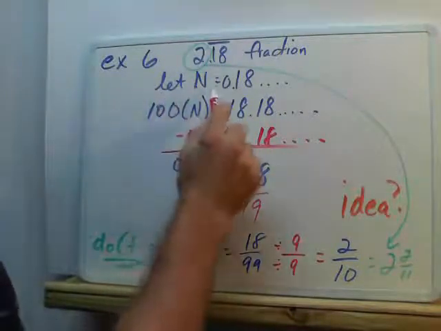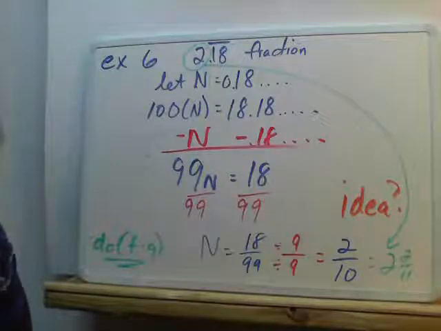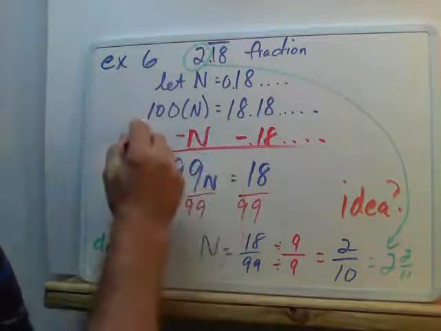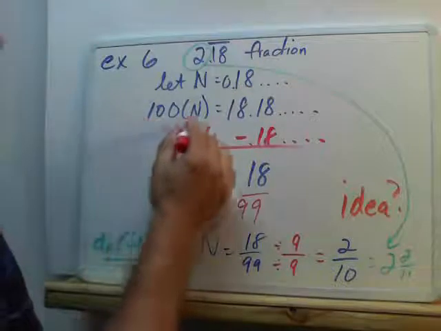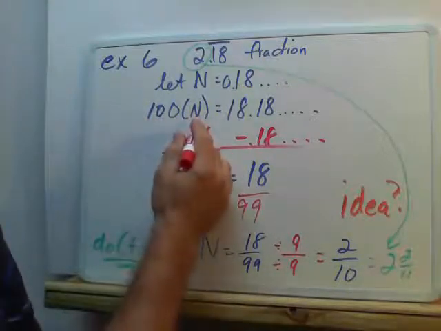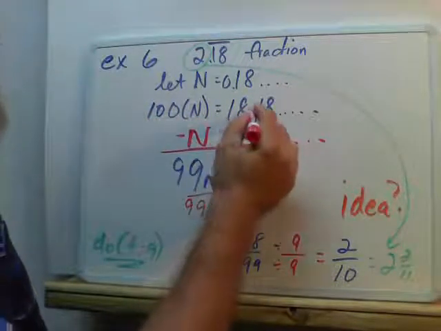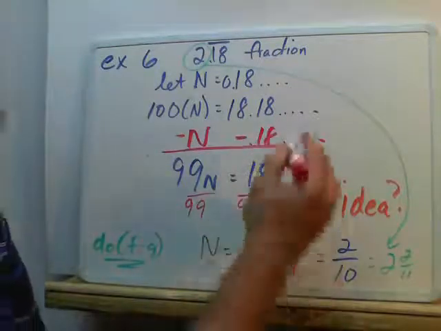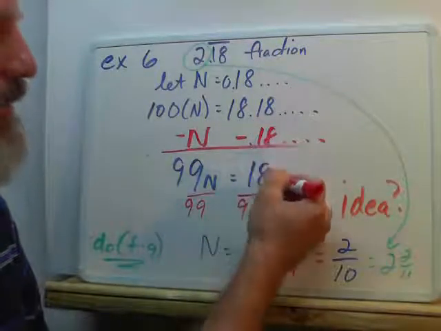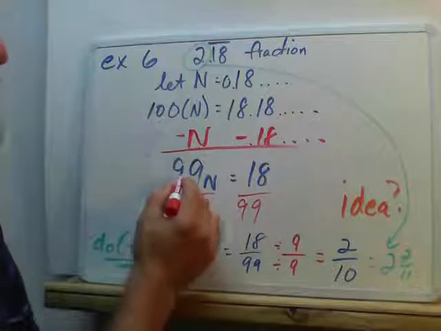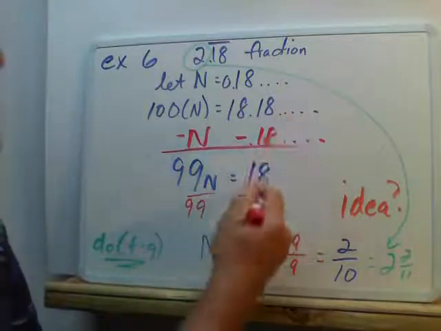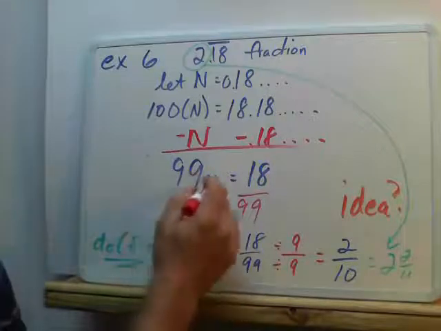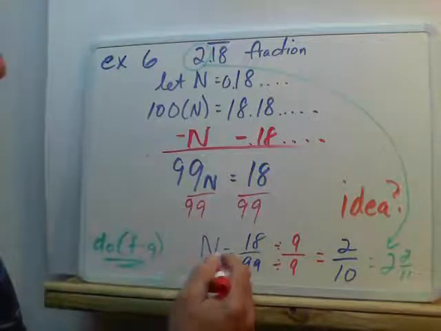So I let n equal 0.18 repeating. Therefore 100n, because I have two places here, I'm going to go 100n instead of 10n, equals 18.18 repeating. Subtract the 0.18 repeating from this side, subtract n from this side, and now I have 99n instead of 9n equals 18. 99n divided by 99 is n.